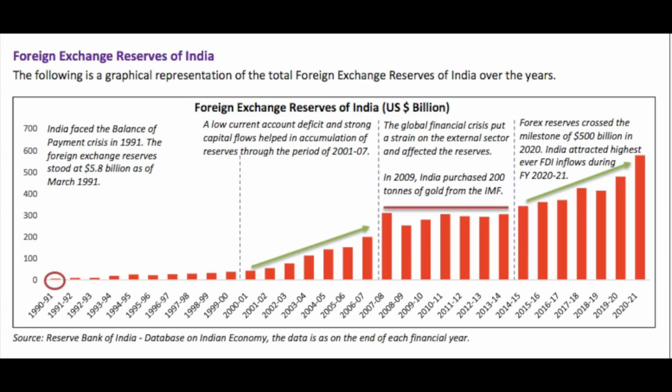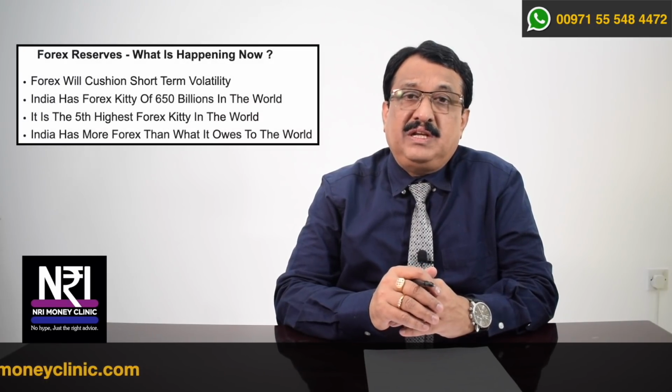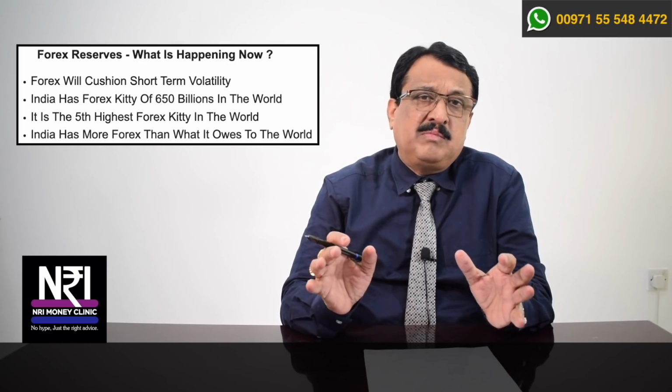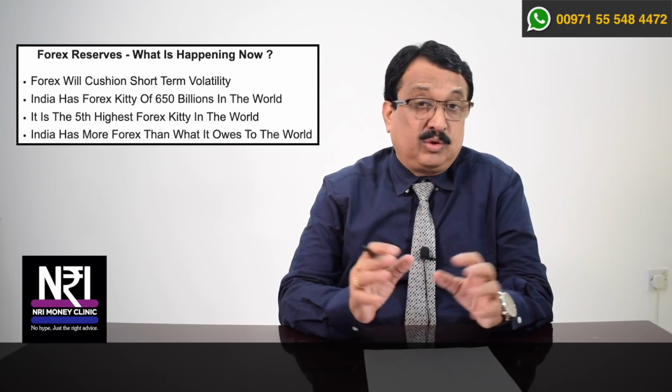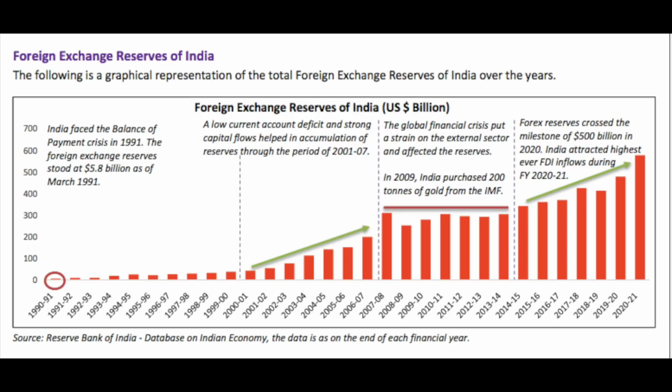But what's happening right now is something major. India is sitting on a forex kitty of around $650 billion. Yes, that's a huge forex kitty India has amassed at the moment. It's so huge that this is the fifth largest forex kitty in the world. There are very few countries which have more than this as a forex accumulation. How did this happen? This happened because of structural changes in the economy.